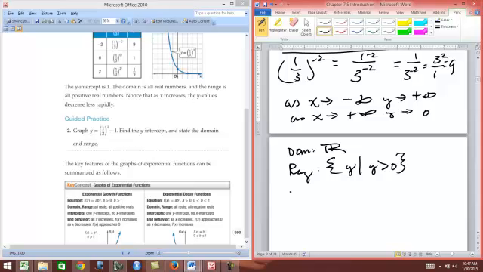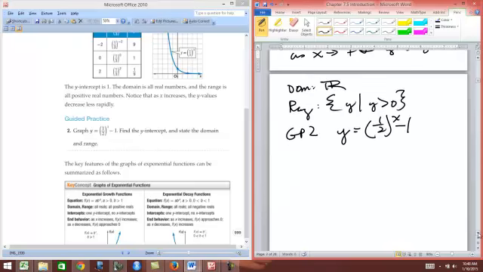Okay, here is GP2, and we're going to graph y equals 1/2 to the x. Now we've got a little bit of a wrinkle here. This number, this -1, let's look at the form of the graph: y equals ab to the x plus c.